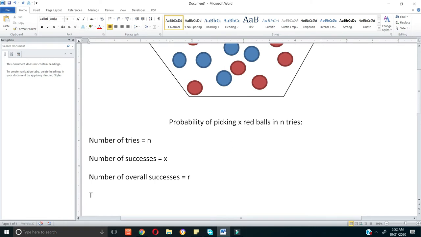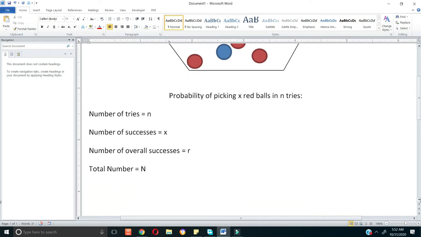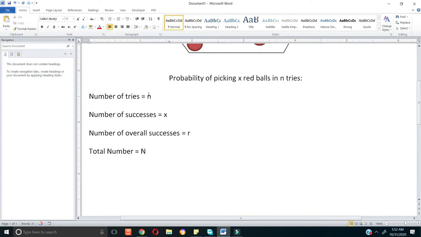Then the total number overall is n. So in this case, n is 11 because we have 11 balls in a container. Then we have x, and in this case our x is going to be the number of red balls that we want to pick. So if you want to pick this in n tries, we'll try to set a probability that we actually pick x red balls in a container containing n balls, and of those n, R are red, right?